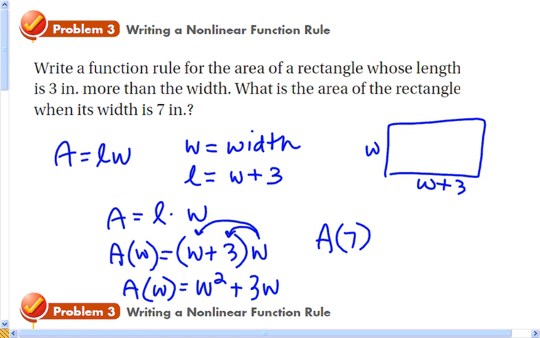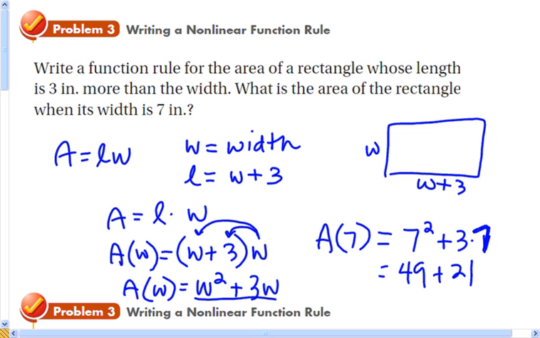So there's our function notation for substituting 7 for the width. And I think I'm going to use the second equation here. So I'm going to do 7 squared plus 3 times 7. And that's equal to 49 plus 21. And that's equal to 70. So we have an area of 70 square inches. All right.